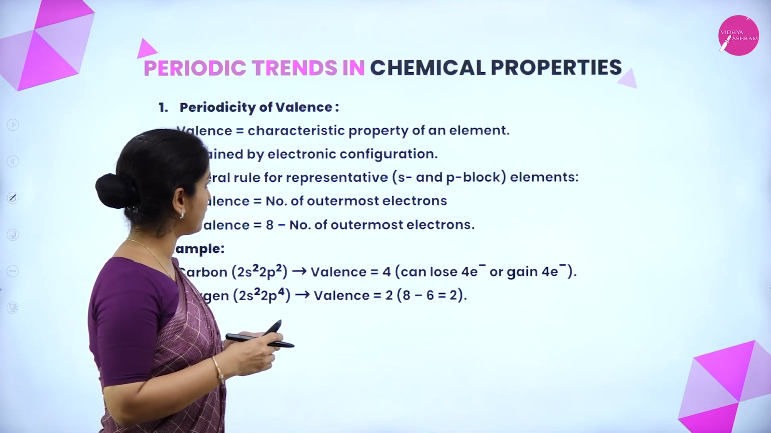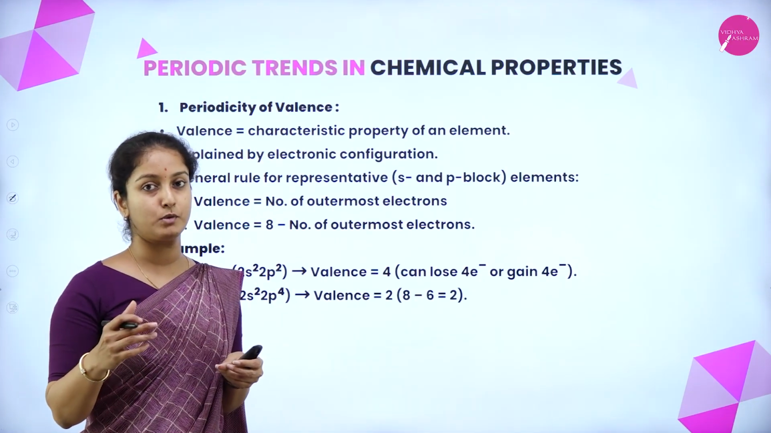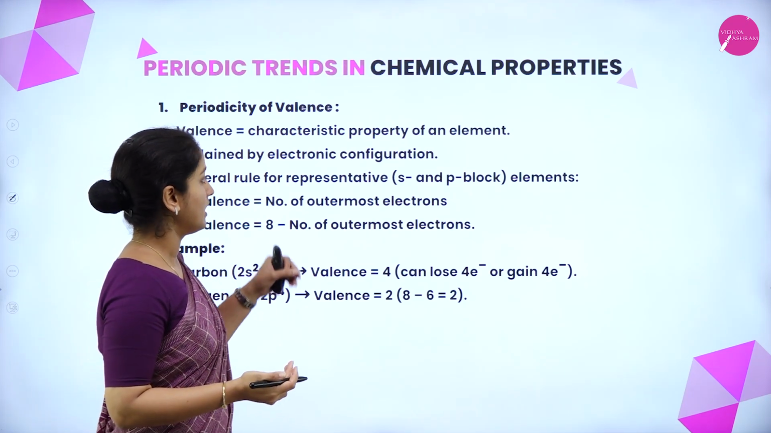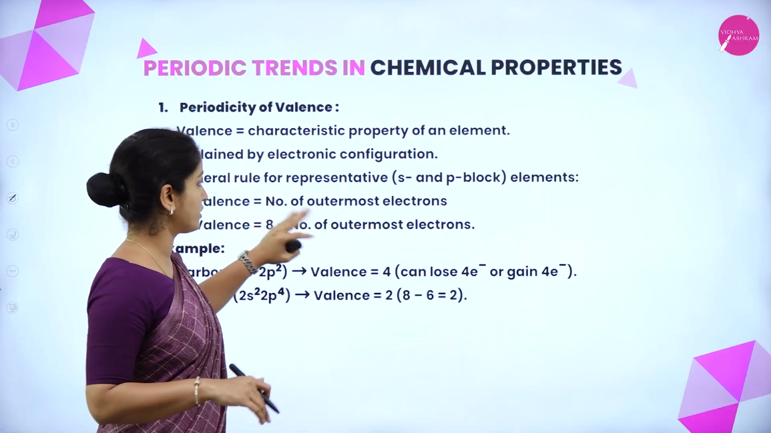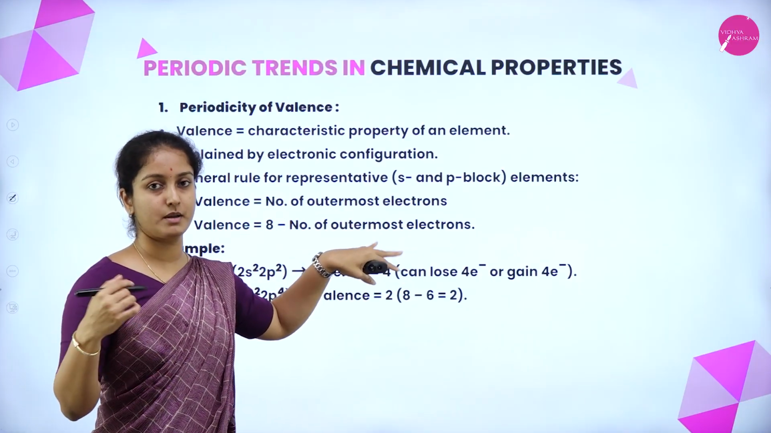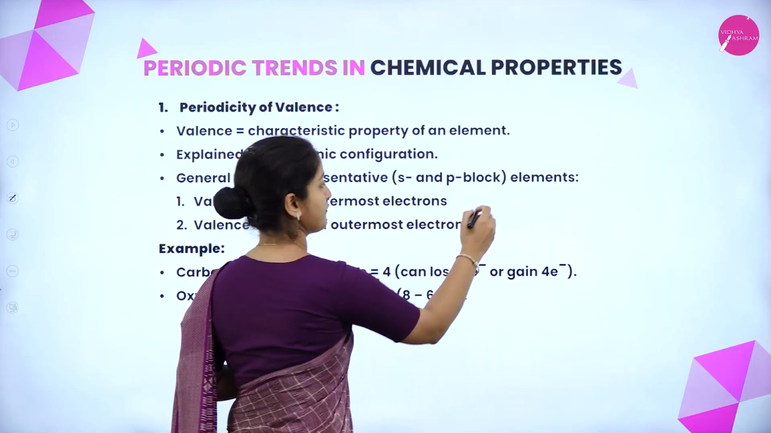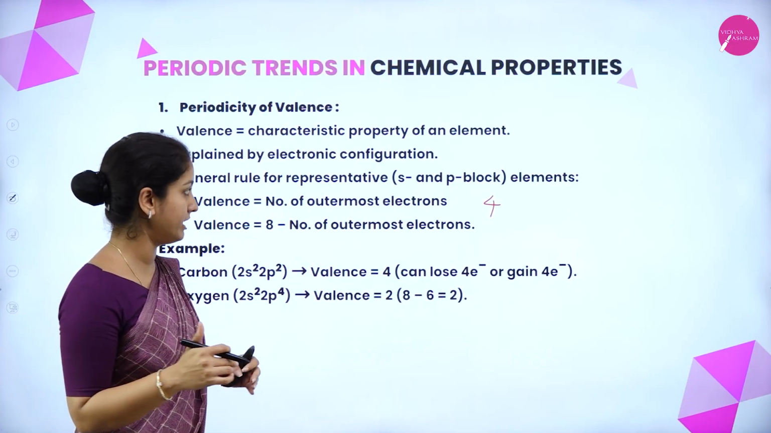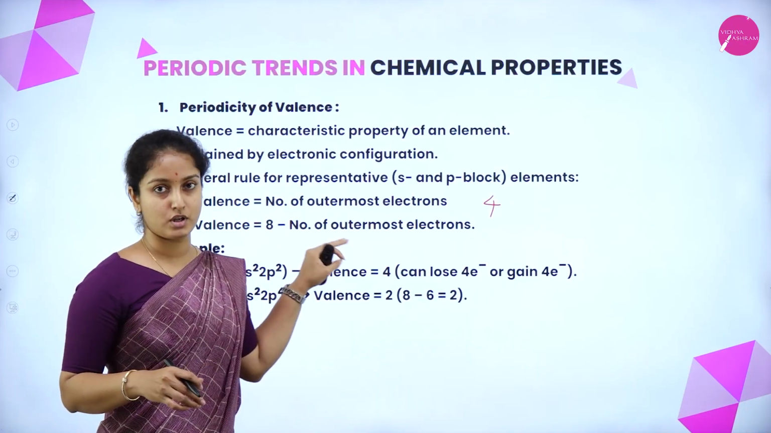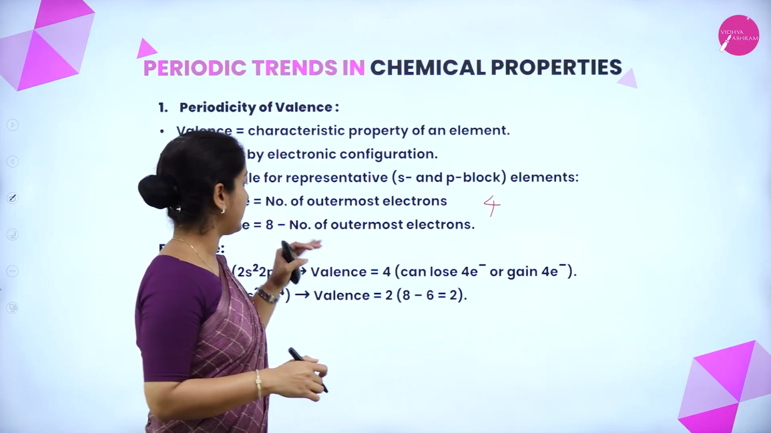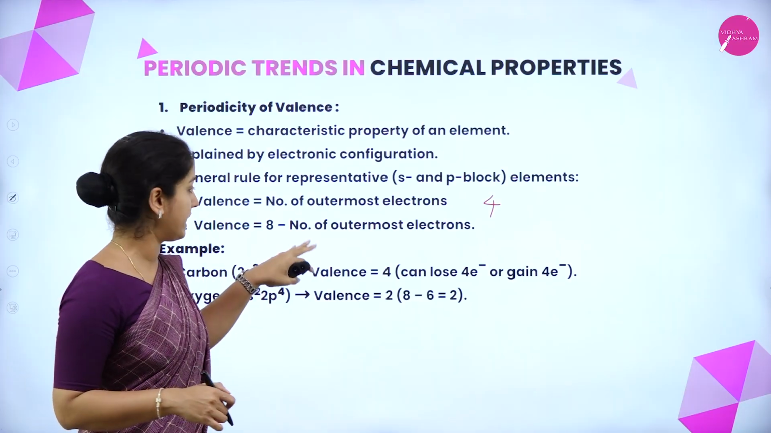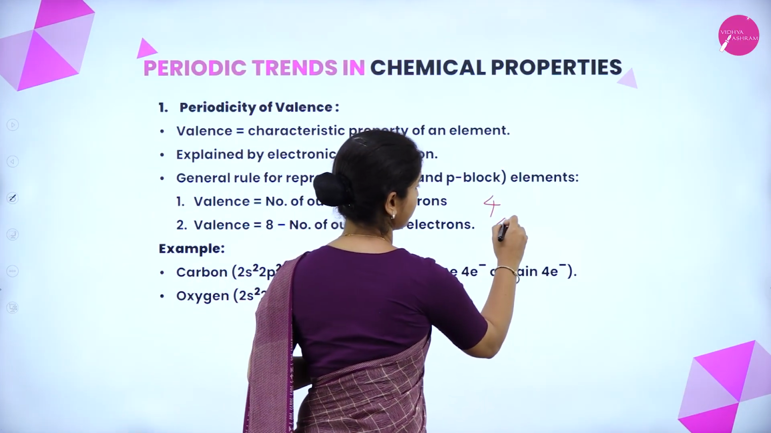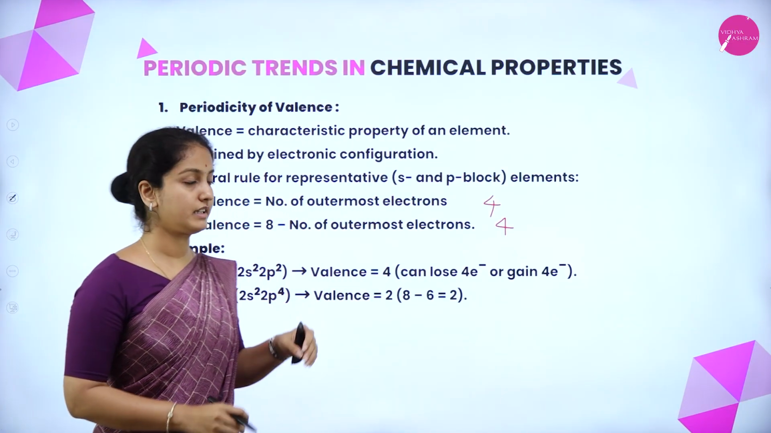The general rule for representative elements, that is the s and p block elements, which are together called representative elements or main group elements, is that valence is equal to the number of outermost electrons. If the number of outermost electrons is less than 4, then that will be the valence for that particular element. If the outermost electrons are more than 4, then the valence is calculated by 8 minus the number of outermost electrons.